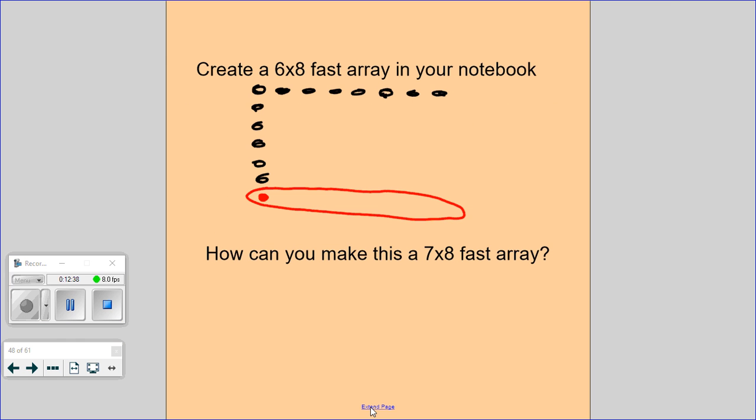So again, we started with a 6x8. Yep, write this with me. We started with a 6x8, right? Yes? No? Yes. Wait, what? We started with a 6x8 array. We added 1 more group of 8. We circled all the invisible dots because we didn't draw them because we're doing a fast array. And that's going to give us a 7x8.